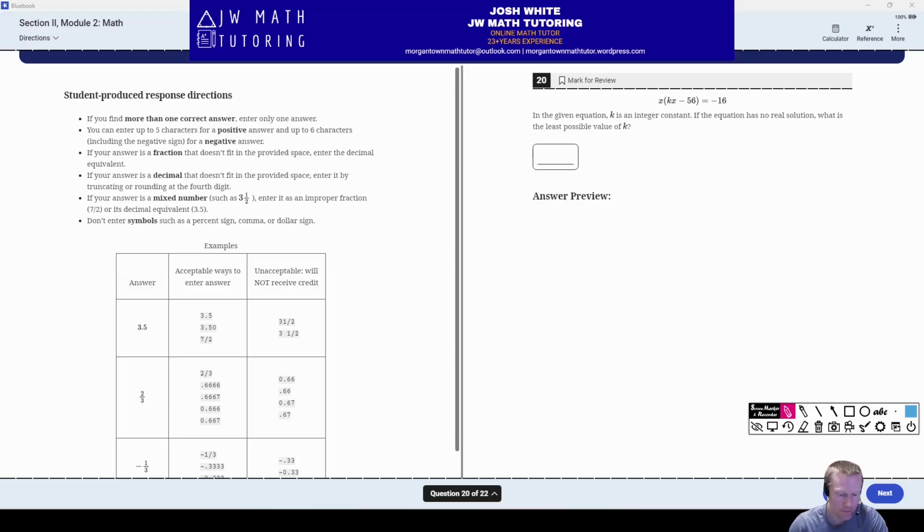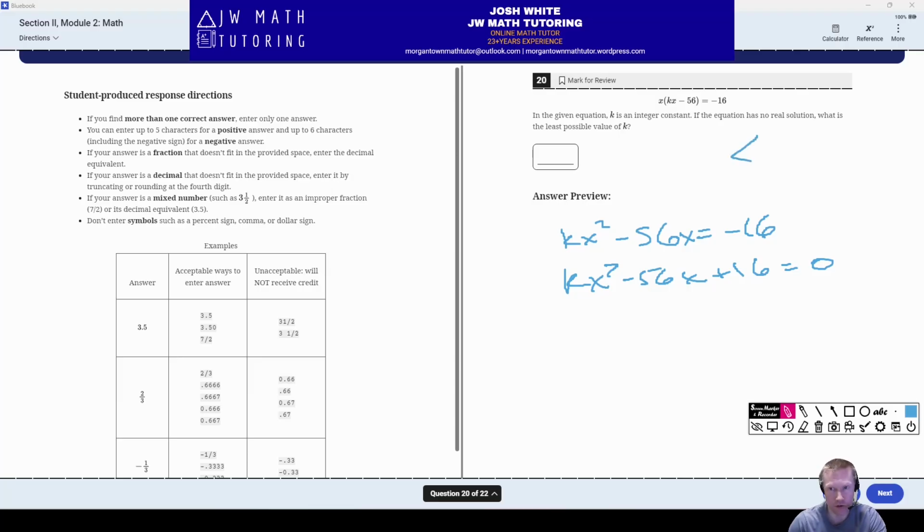So, one way to do this by hand would be to multiply this out on the left side, distribute it. It should have an x. And then get it equal to 0. kx squared minus 56x plus 16 equals 0. And now the equation has no real solution.